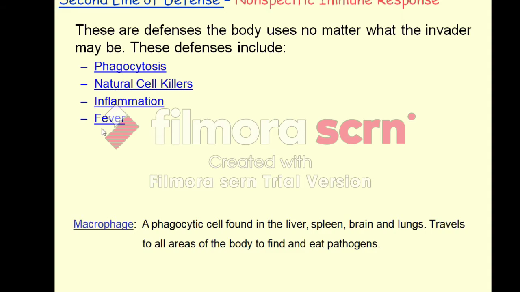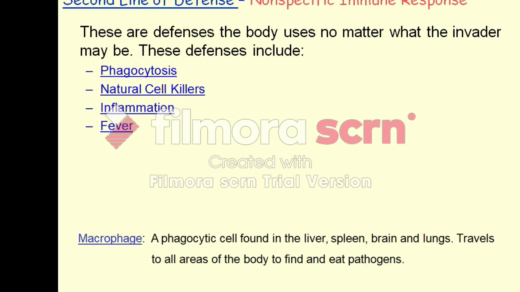Now, the fourth one is fever. Here, the body raises the temperature to denature the proteins of the invaders. An extra term you could learn is macrophage. It is a phagocytic cell found in the liver, spleen, brain, and lungs. It travels to all the areas of the body to find and eat pathogens.